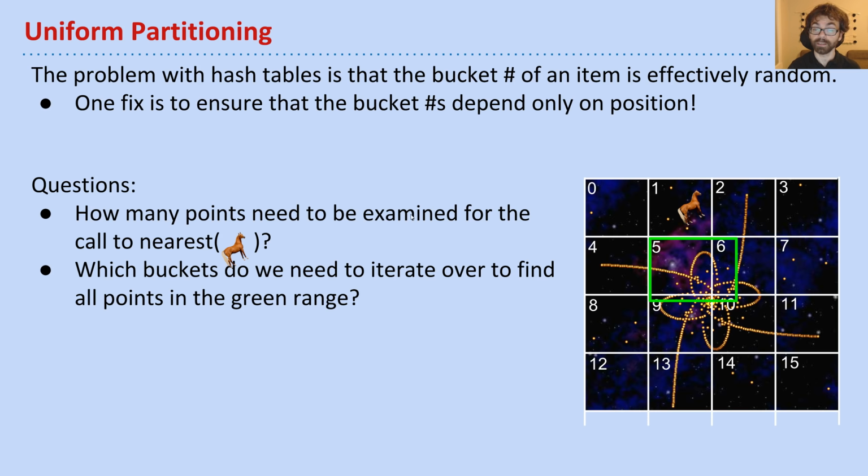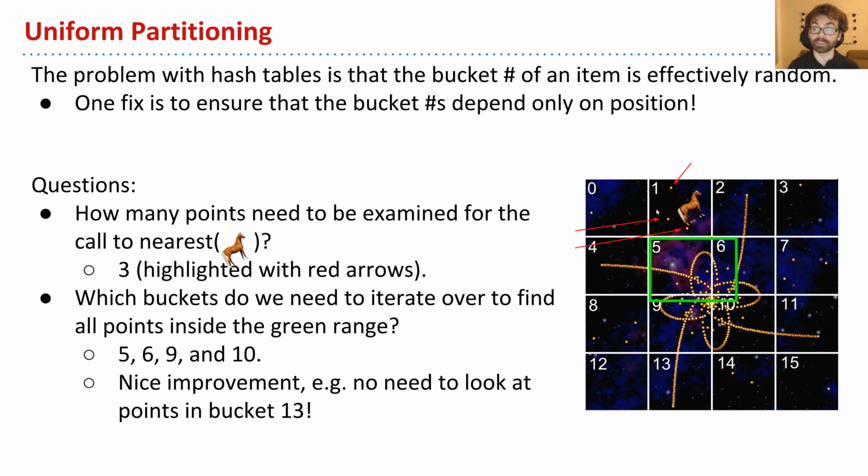Okay, so the first one, the answer is we only need to look at these 3 points. Basically what we would do is compute the bucket number of horse and see it's in bucket 1, and then only look at the points in bucket 1. They would be stored there because we're storing each item in a list of items that are in that bucket.